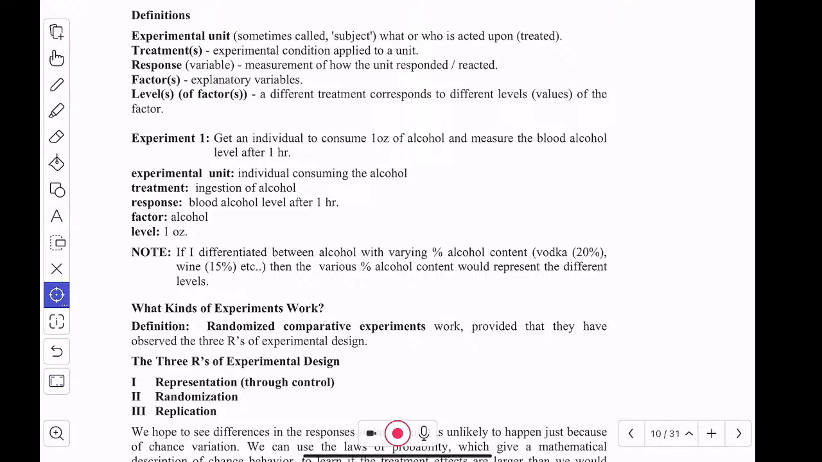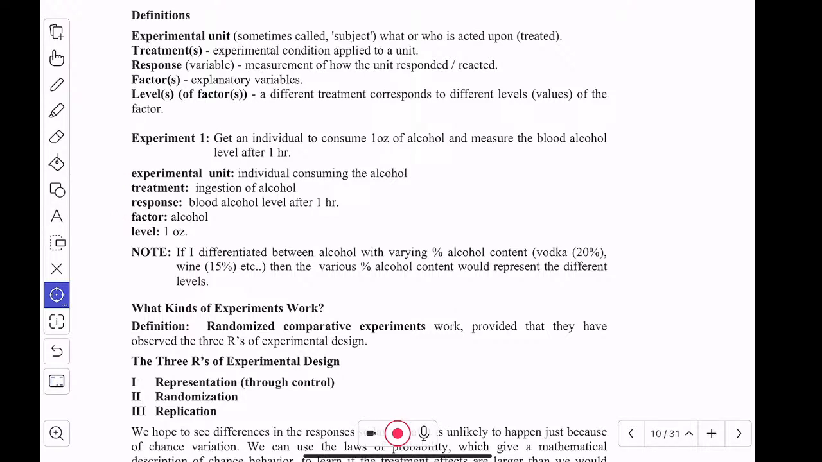All right, so here's my first experiment, just to practice defining or laying out the elements of the experiment. Get an individual to consume 1 ounce of alcohol and measure the blood alcohol level after 1 hour to investigate the impact of alcohol on blood alcohol level. In this experiment, the experimental unit is the individual consuming the alcohol. The treatment is the ingestion of alcohol. The response is the blood alcohol level after 1 hour. The factor is the alcohol.